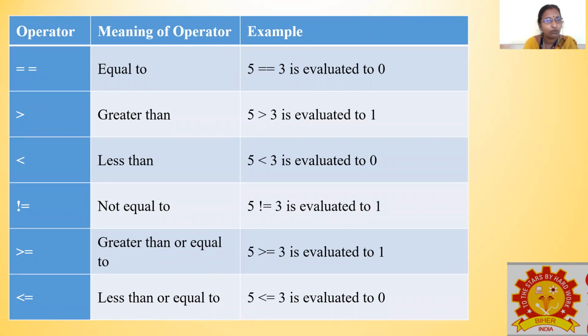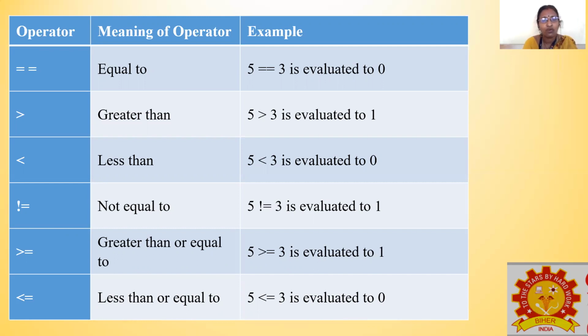So first one is equal to: 5 equal to 3 is evaluated to 0. Then the greater than symbol: 5 greater than 3 is evaluated to 1. 5 less than 3 is evaluated to 0. Here we are applying the less than relational operator. Next one, the not equal to operator: 5 not equal to 3 is evaluated to 1, because 5 is not equal to 3.